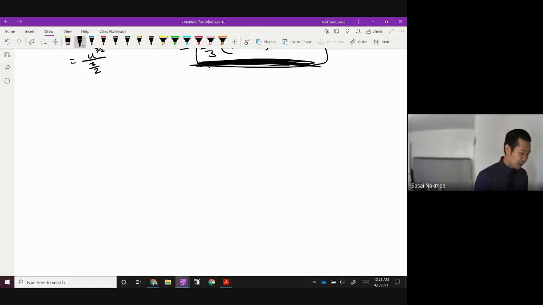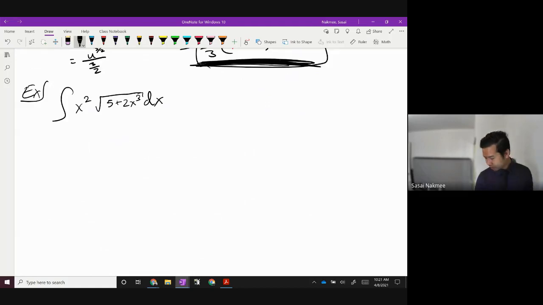Let's do another example here. So I'm going to have here the integral of x squared times the square root of 5 plus 2x cubed dx. Write that down for a second.